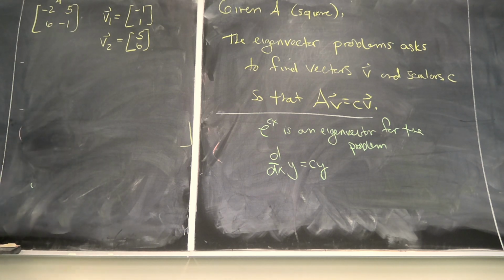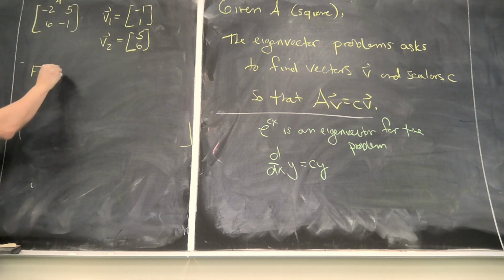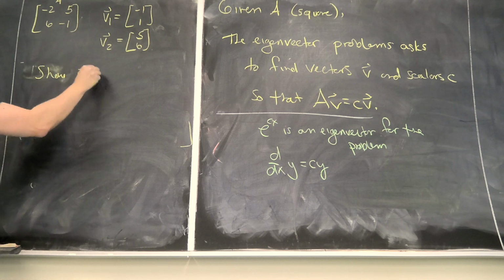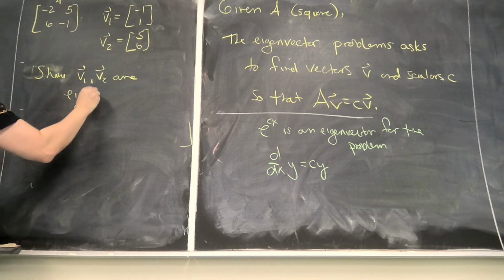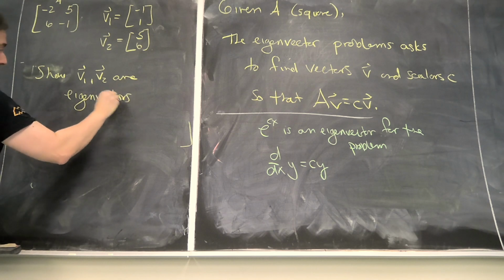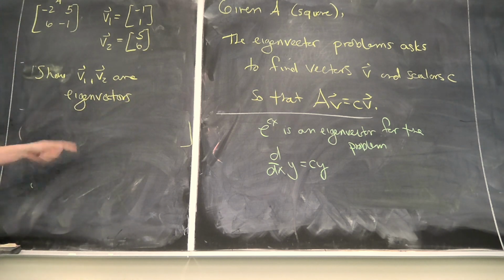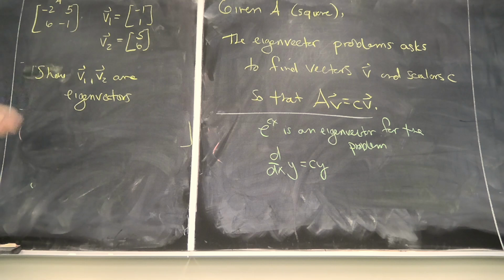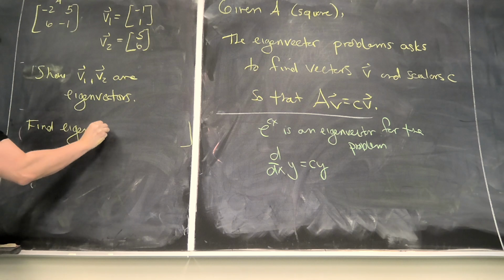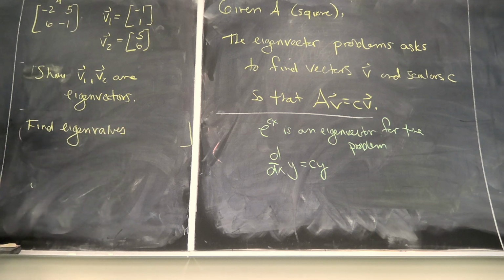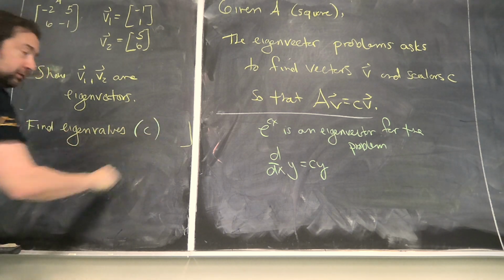And what we want to do is show that v1 and v2 are eigenvectors, which is to say we want to show that they satisfy the equation AV = CV, and then we want to find what are called the eigenvalues. These are the C numbers that show up in that equation.